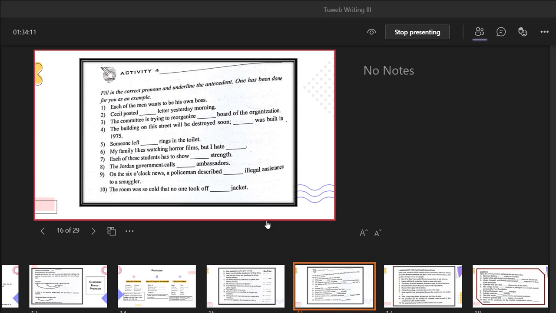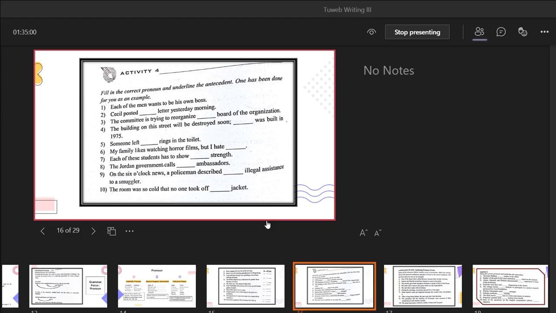Okay, the next one, fill in the correct pronoun and underline the antecedent. One has been done for you as an example. For example, each of the men wants to be his own boss. Jadi yang mana sebenarnya antecedent di sini? Yang mana pronounnya? Nah, dari nomor 1. Each of the men wants to be his own boss. Yes. Each of the men, and then antecedentnya itu adalah each of the men, and then yang pronounnya adalah his, ya, pronounnya adalah his.